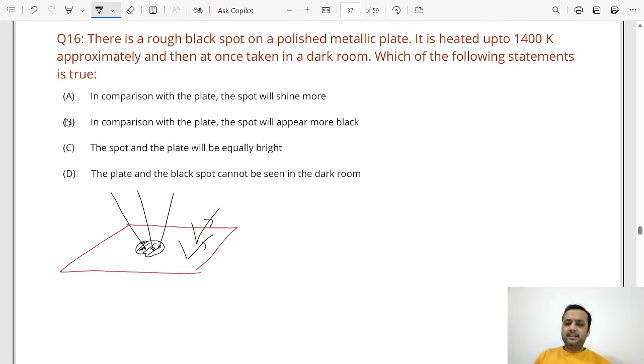So the black spot will be shining much more, because it has absorbed a lot of energy and now it is emitting a lot of energy. This shine is because of thermal radiation. So in comparison to the plate, the spot will shine much more. I hope you have understood.